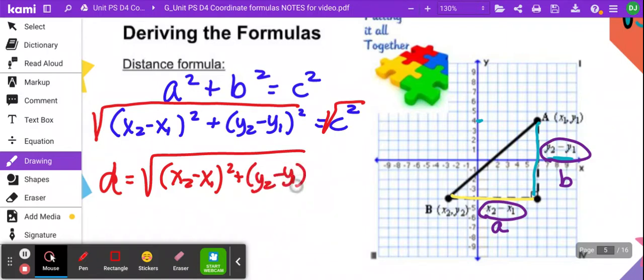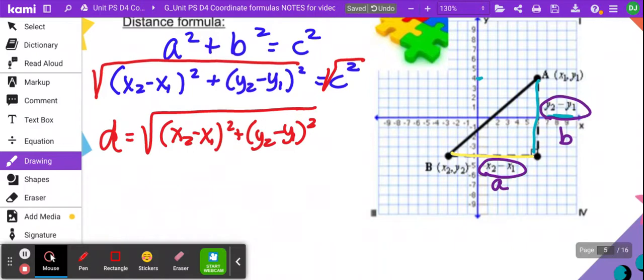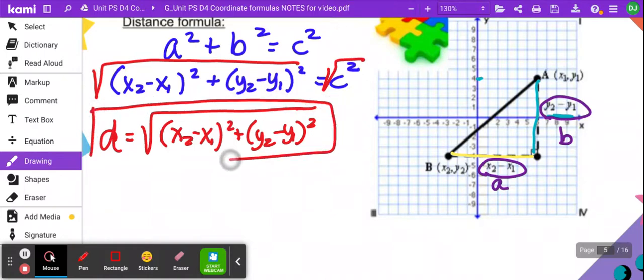There we have it. So now, if I'm given 2 points, I can just subtract the x's and square them, subtract the y's and square them, add, and take the square root, and I instantly get the distance. This is the distance formula.